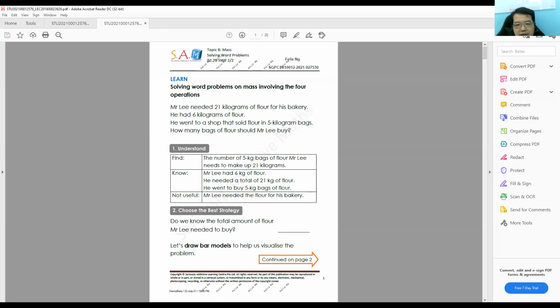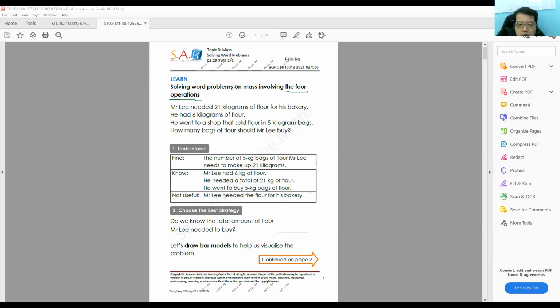Okay, let's check out the second booklet, or refer to the second booklet, 02.29 SWP 2/2. Now for this lesson, we are going to focus on solving word problems on maths involving the 4 operations. Now what does that mean? It means that unlike the earlier questions that you did, it's not just about plus and minus. It may involve multiplication and division. Okay? So you need to do a few steps.